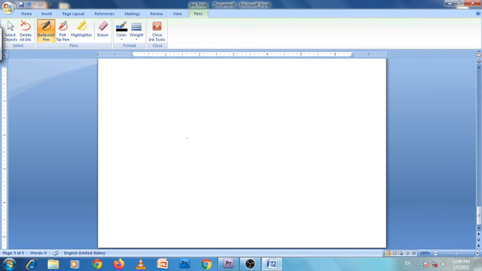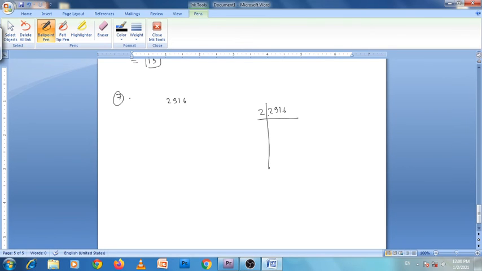So question number 7. Find the smallest number by which 2916 should be divided so that the quotient is a perfect cube. Also find the cube root of the quotient. So we have 2916, so first find the prime factors. 2916, so divide by 2 first.